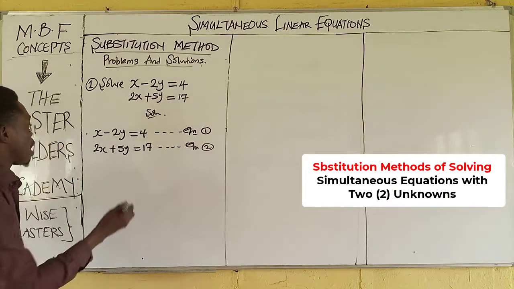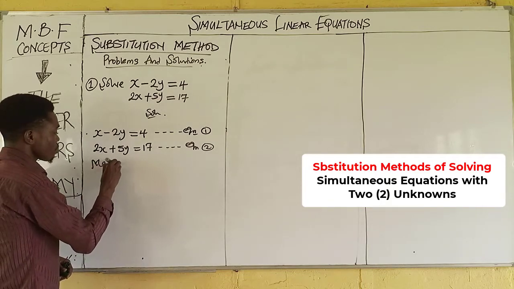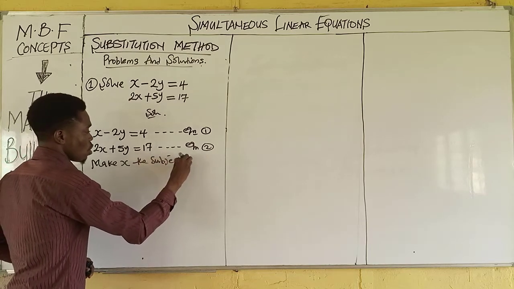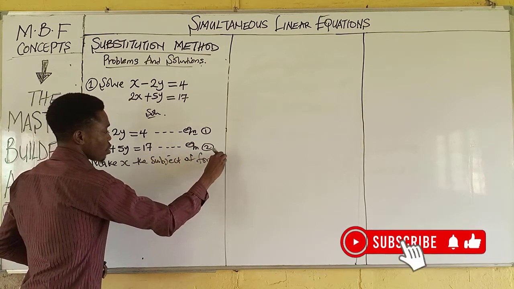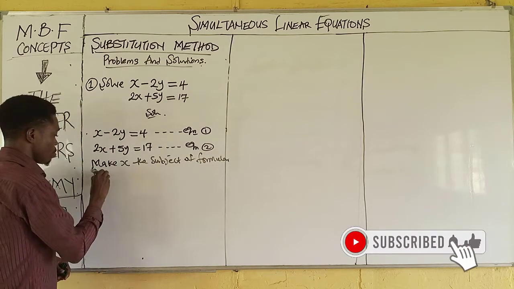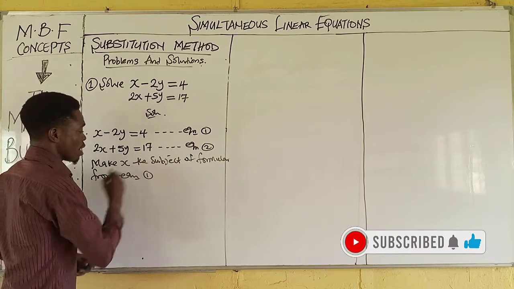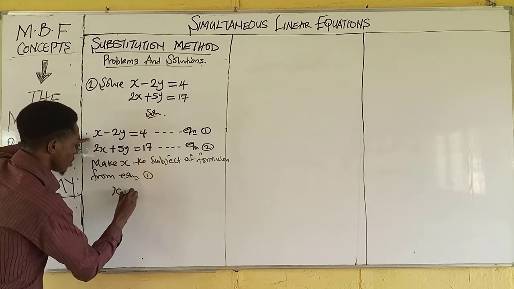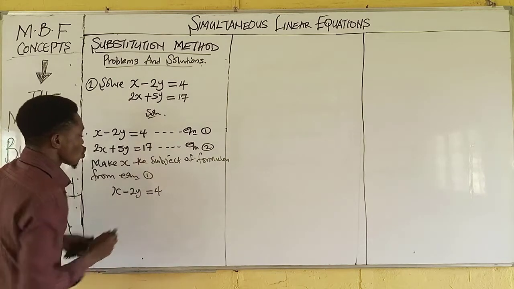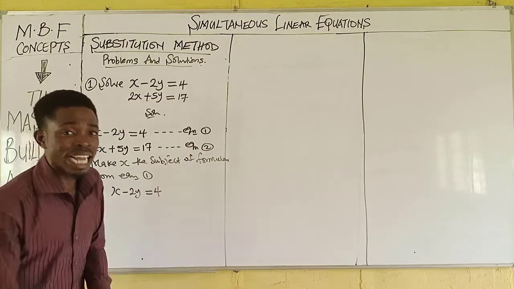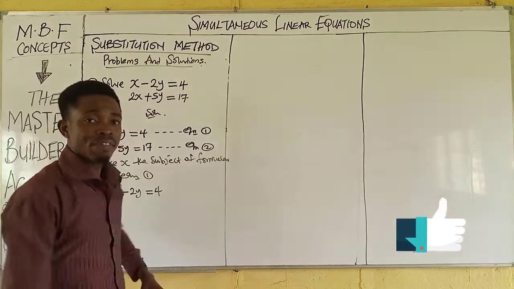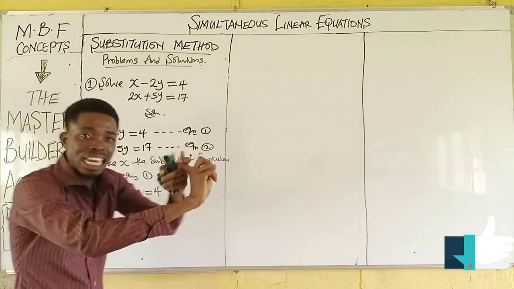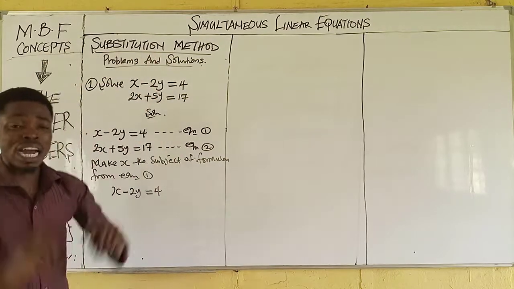So in my own choice now, I will make x the subject of formula from equation 1. So all I need to do first is to put down my equation 1. This is equation 1. To make x the subject of formula, it means that only x should be left on the left hand side. Every other thing should be taken to the right hand side. Have only x at the left hand side with a coefficient of 1.